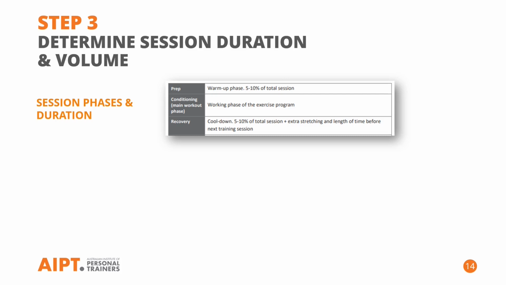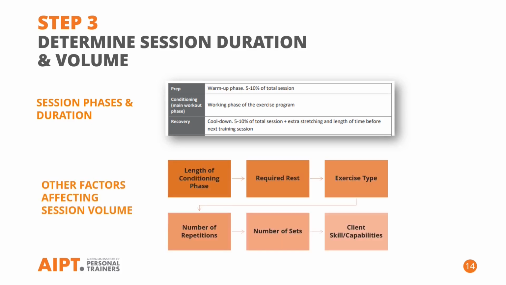Then finally, we have the recovery phase, also referred to as the cool down. Again, this is 5 to 10% of the total session. It might even be that we give them some extra stretching or some homework to do before their next training session. We also have some other factors that will significantly influence your choices when choosing a suitable session volume. First of all, the length of the conditioning phase. A 30-minute exercise session may contain anywhere from a 2 to 5 minute warm-up and 2 to 5 minute cool down.